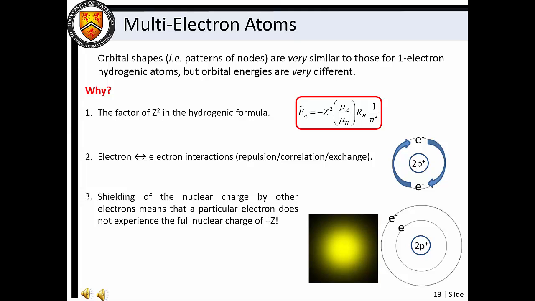A second important factor is the fact that in multi-electron systems, the electrons interact with one another. We can think about this classically in terms of the electrons repelling one another. You will see in Masterclass 4 that there are also quantum mechanical interactions known as electron correlation and exchange that can also influence level energies.